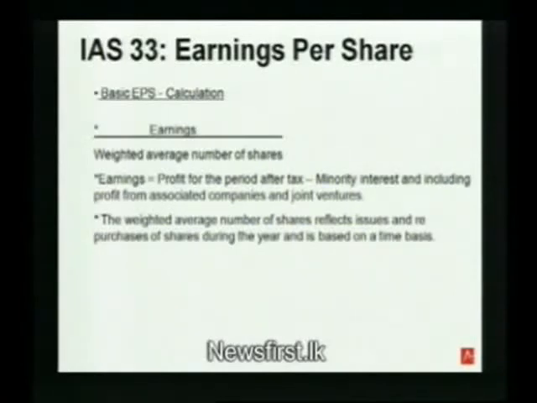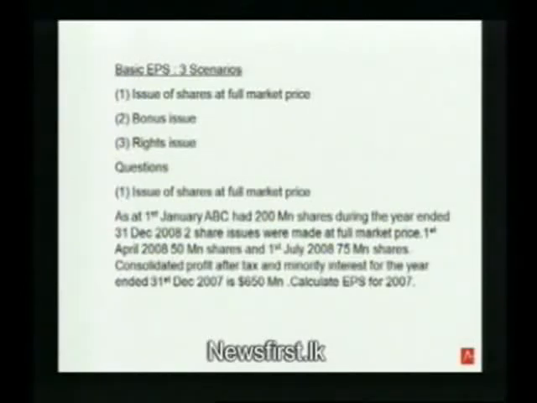And as you know, the basic EPS is earnings divided by the weighted average number of shares. In the case of a share issue at full market price, let's go through this small example. As at 1st January 2008, ABC had 200 million shares. During the year ended 31 December 2008, two share issues were made at full market price: 1st April 2008, 50 million shares, and 1st July, 75 million shares. Consolidated profit after tax and minority interest for the year ended 31 December is 650 million. Calculate the EPS.